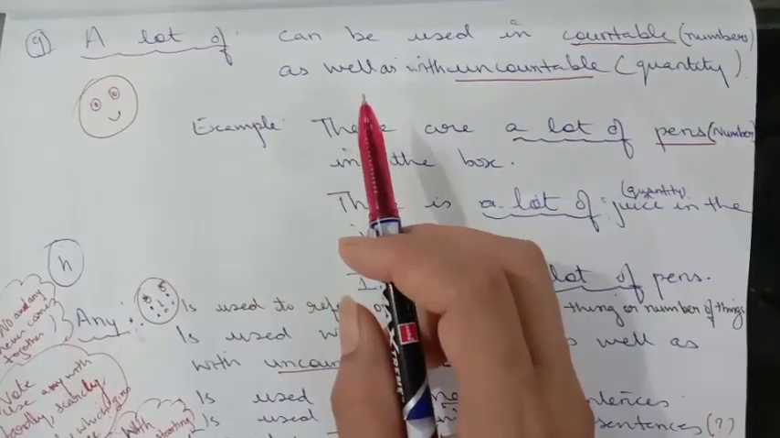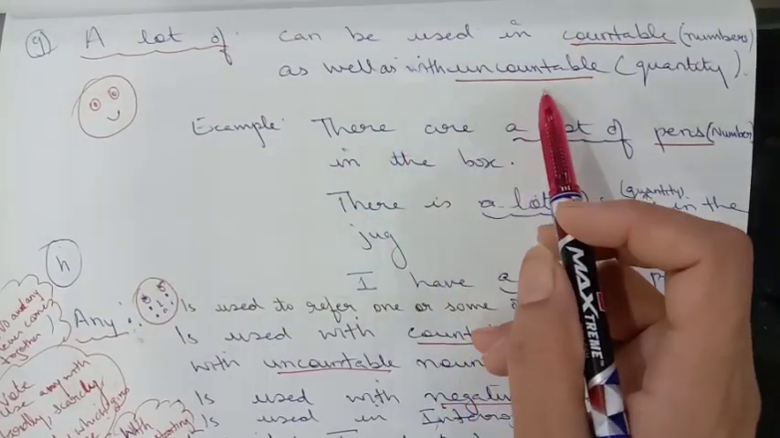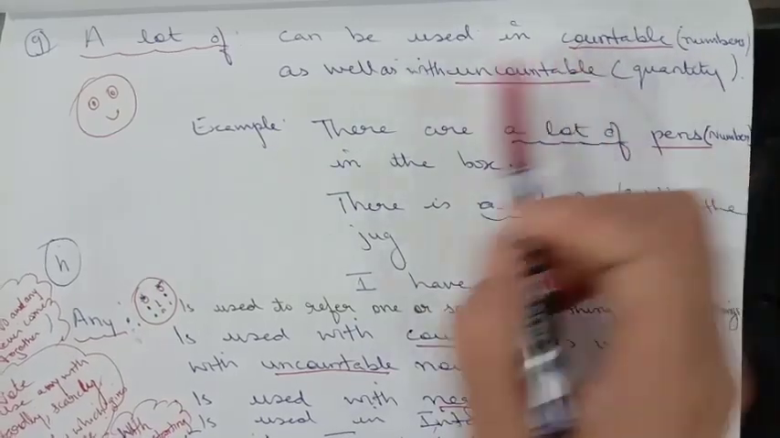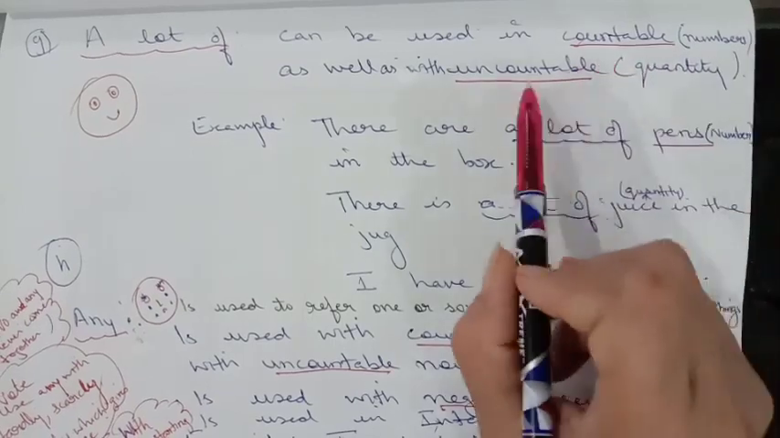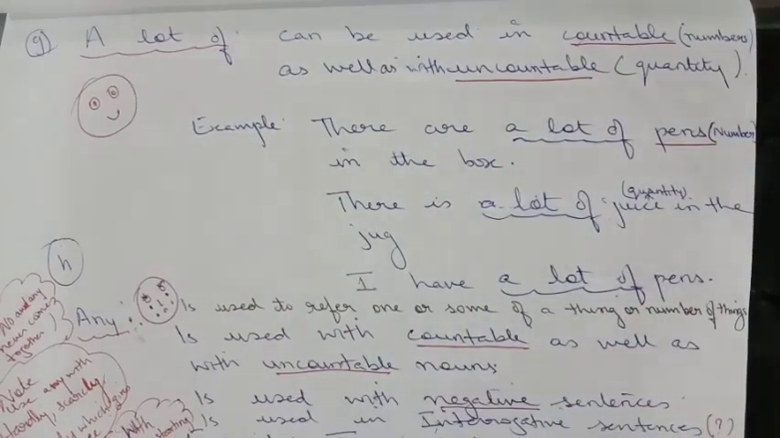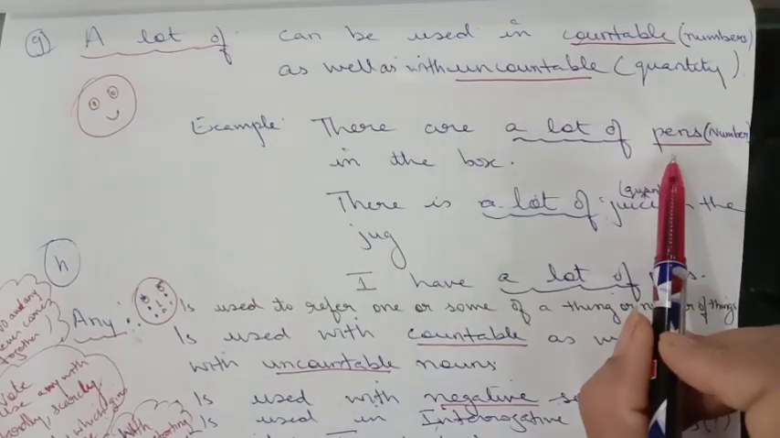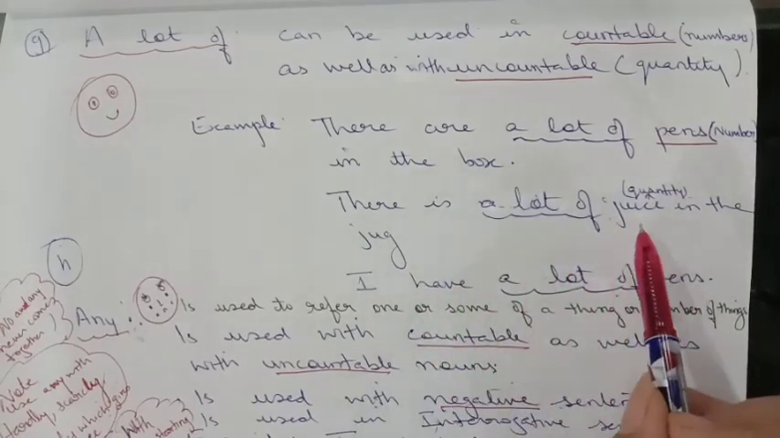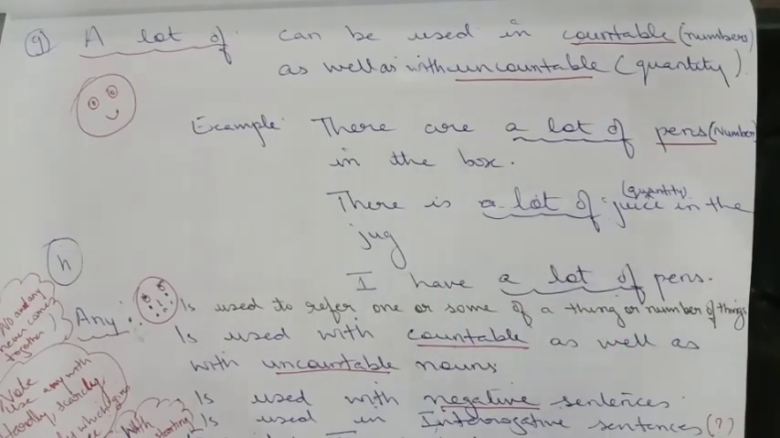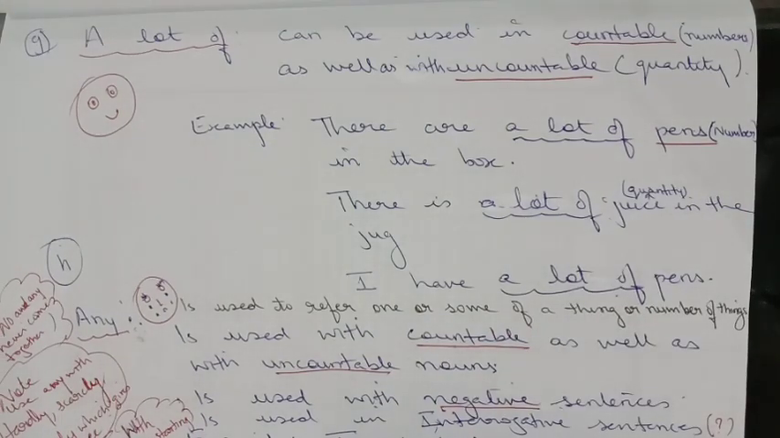A lot of. A lot of can be used with countable as well as with uncountable nouns. With number also you can use it and with quantity also you can use it. For example, see, there are a lot of pens in the box. You can count pens, isn't it? There is a lot of juice in the jug. Can you count juice? Now it is quantity. I have a lot of pens. You can count pens. So, a lot of can be used with countable nouns as well as uncountable nouns.